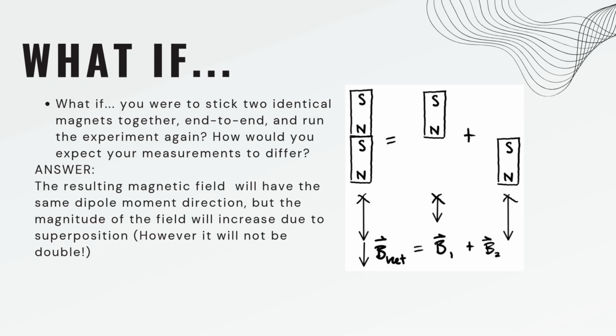And what if we were to stick two magnets together end to end? Well, the resultant magnetic field would have the same dipole moment direction, but the magnitude of the magnetic field will increase. However, it will not double due to superposition.